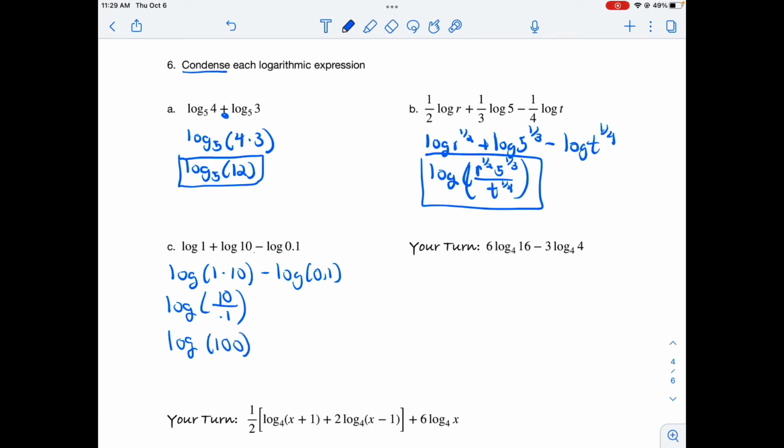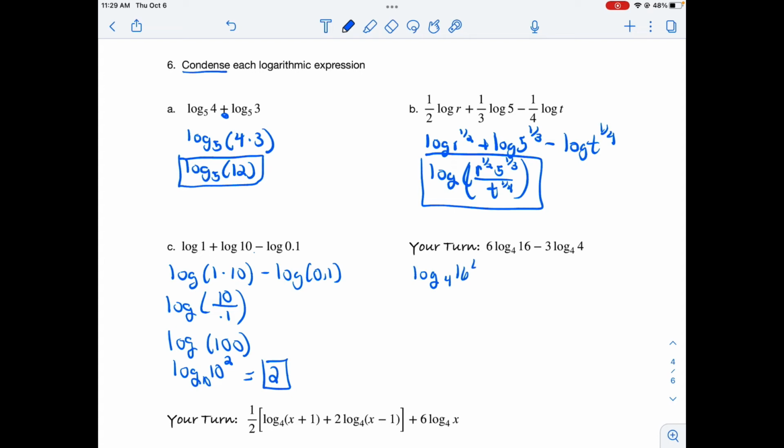And then remember, the common log is base 10, so I could rewrite this as log of 10 squared, because 100 is 10 squared. And remember, the log and 10 cancel out, and we get our exponent of 2. And so our answer is just 2. Okay, you try this next one, your turn.